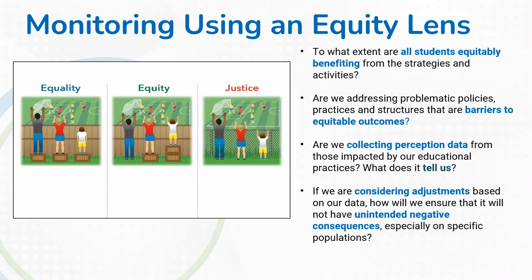And what does that tell us? If we are considering adjustments based on our data, how will we ensure that it will not have unintentional negative consequences, especially on a specific population? If a district commits to addressing gaps in equity, it is critical to monitor any action identified to address those gaps.